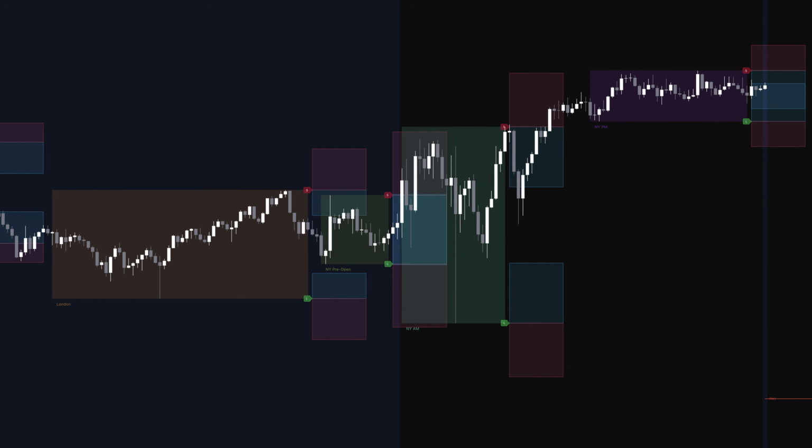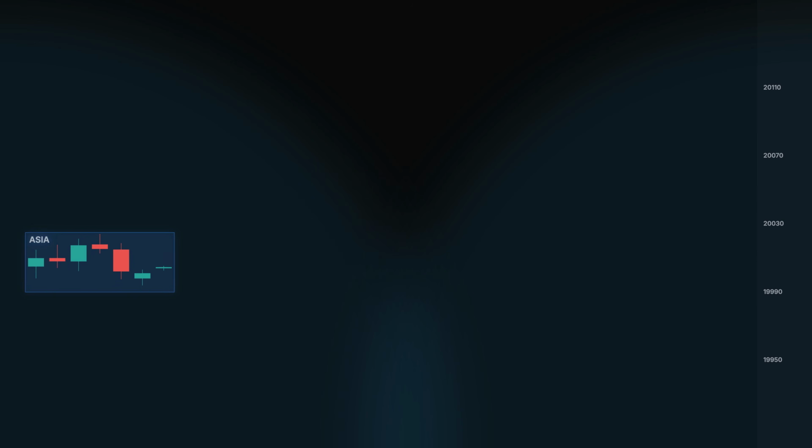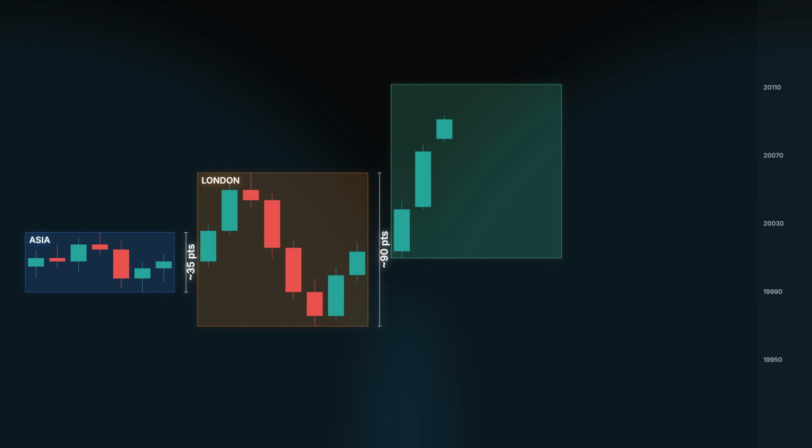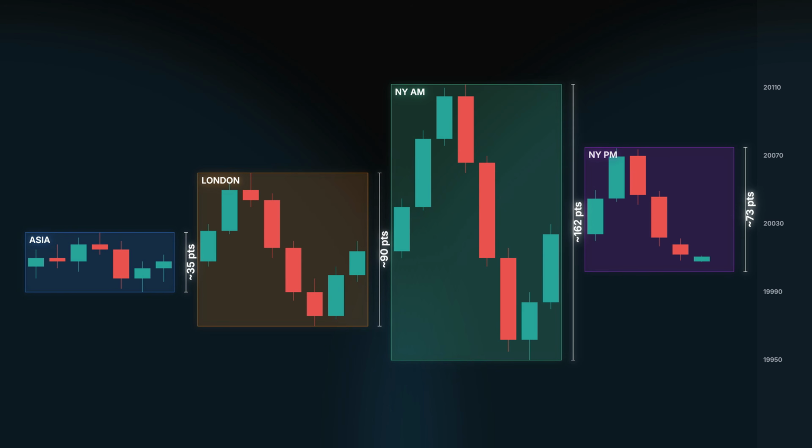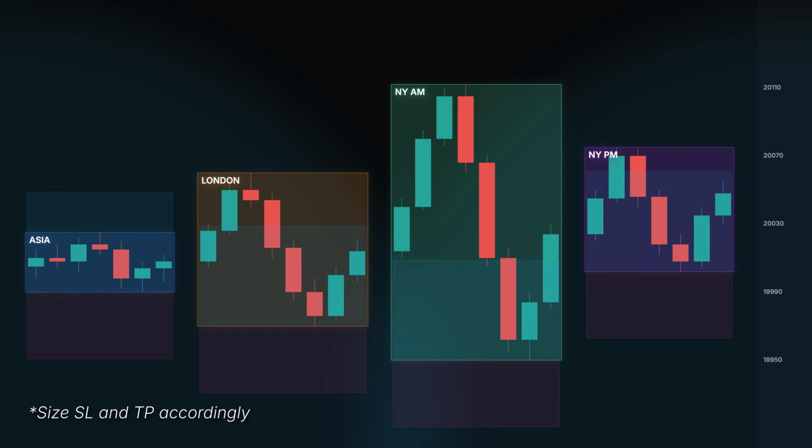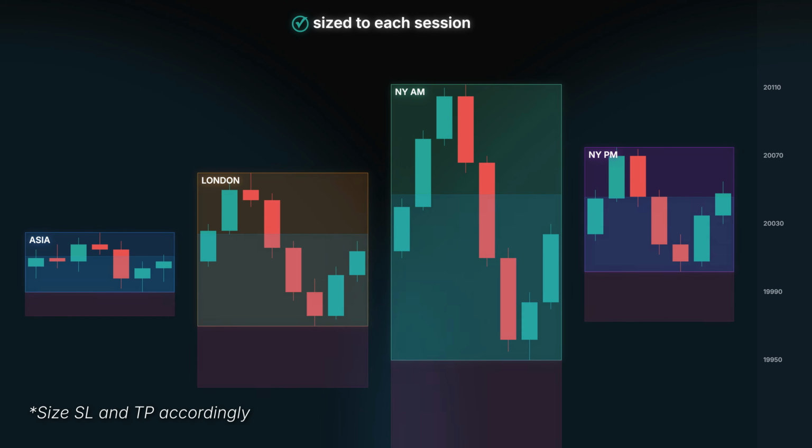Second, and this one trips people up, each session should carry its own sizing. London doesn't move like Asia. The New York morning doesn't move like the afternoon. So the stop and target you use for one session shouldn't be the stop and target you use for all of them. Size each session to how that session actually behaves. It's a small thing that makes a real difference to your numbers.